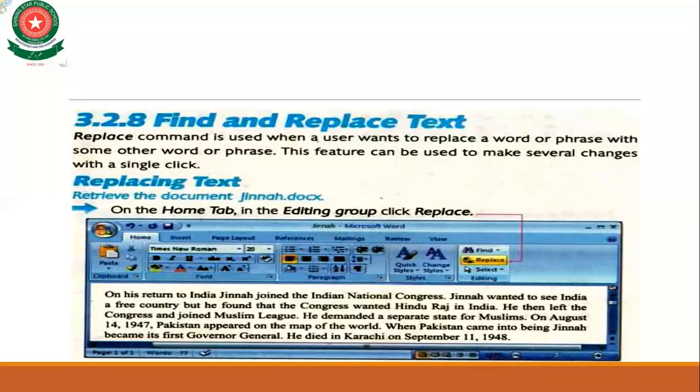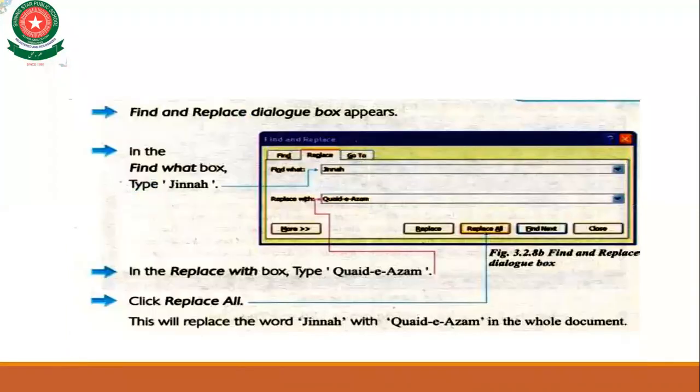First of all, you have to open a document that you have saved or you have just written. Then on the home tab in the editing group, click replace. Now the find and replace dialog box appears. When you click on the replace option, the find and replace dialog box appears.